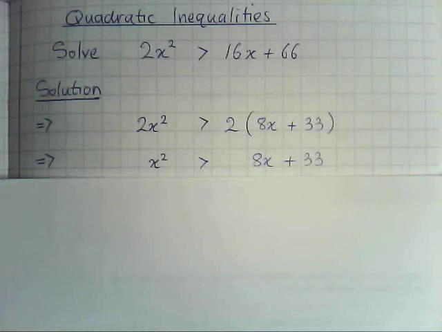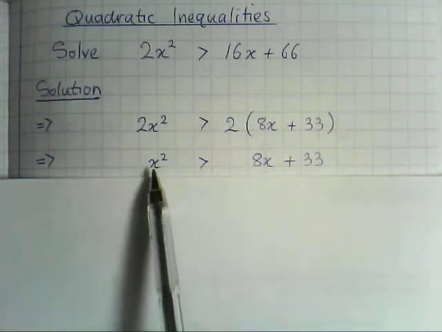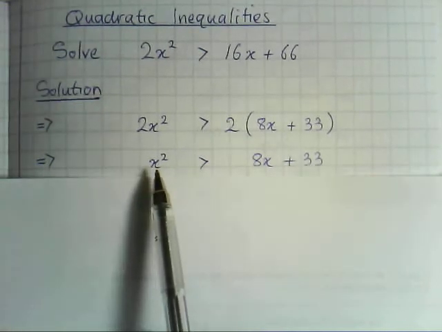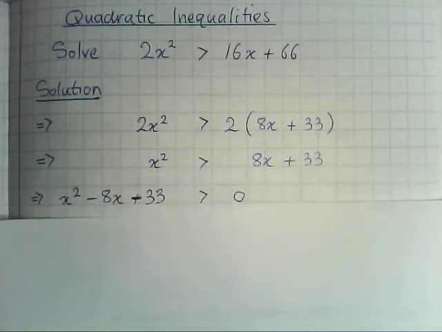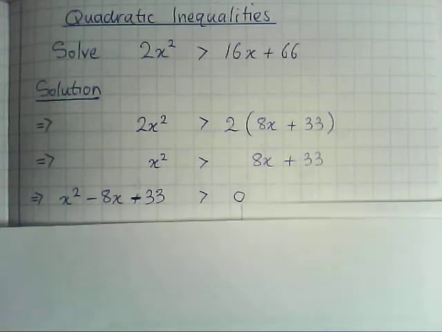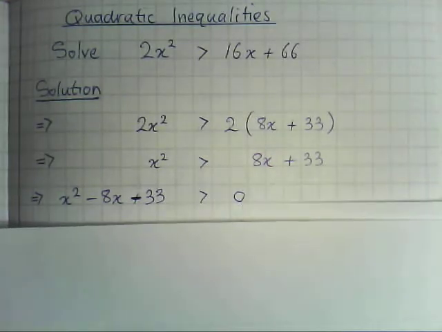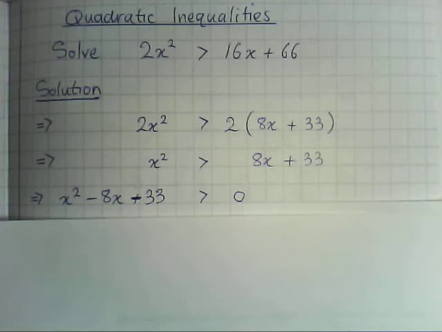So let's rearrange this so that we get 0 on one side. X squared happens to be a positive there, so I'd probably like to keep it positive. So we're going to subtract 8x and subtract 33 from both sides. And if we do that, we get something which looks a bit like this. X squared minus 8x minus 33 is greater than 0.